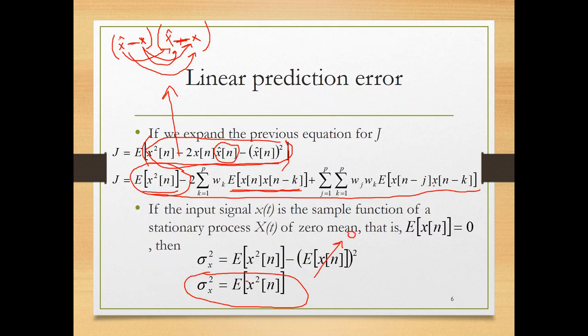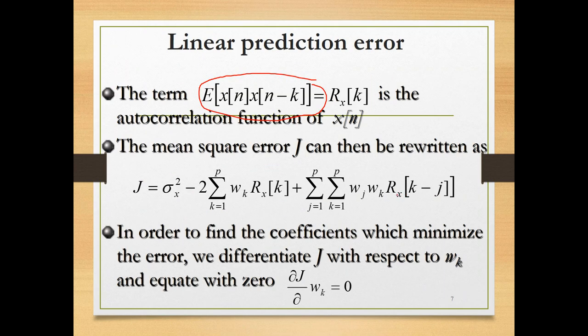And we have here two correlations. With respect to J and K, we integrate them in one and we call it Rx of K minus J. Now we have W's, the coefficients that we were looking for, because we want to design them and find their values. In order to find the coefficients which minimize the error, we differentiate J with respect to WK.